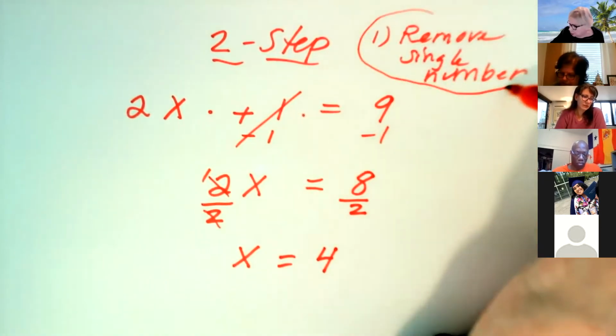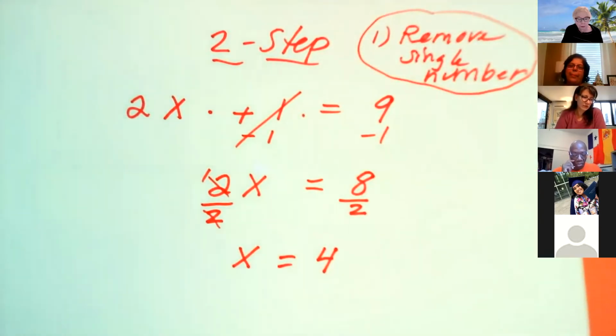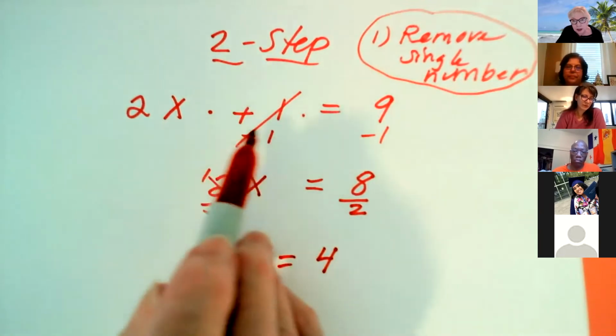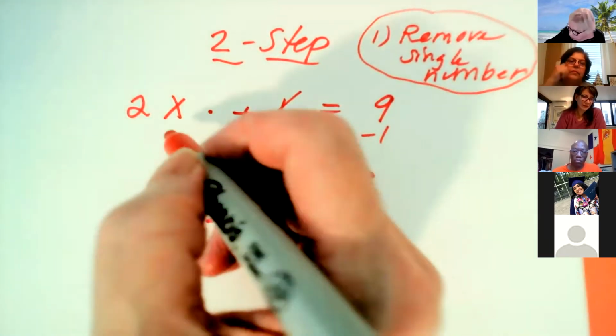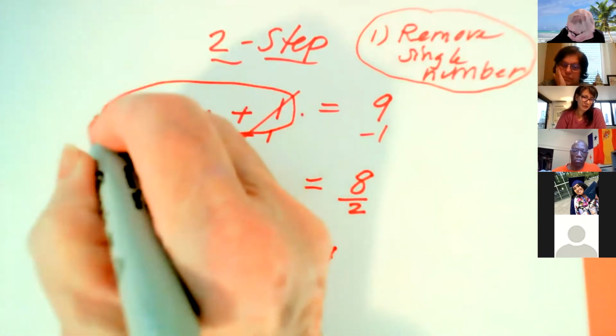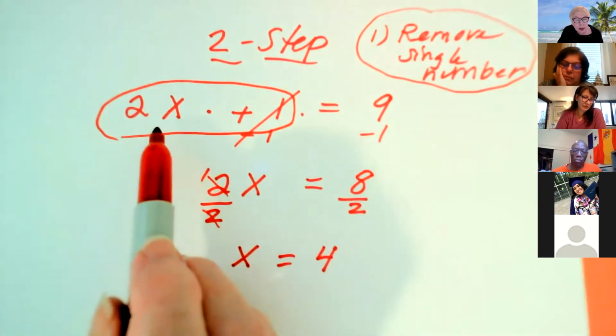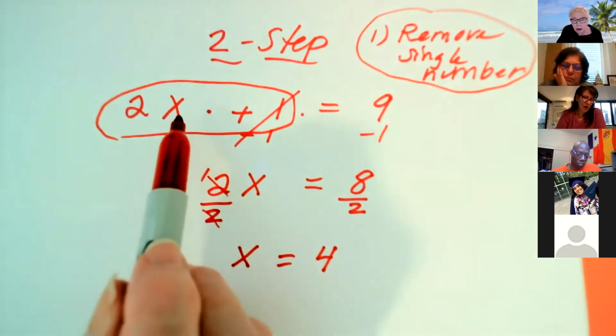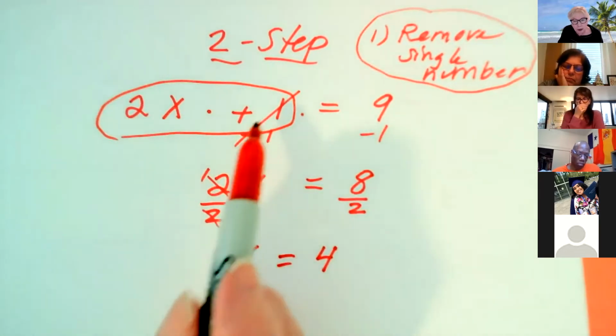So when you have a 2-step problem, and this has got to be an 11-3, when you have a 2-step problem, you want to make sure that you do this single number first. So what I did was I was drawn to the side that had the x. In this case, it was on the left. And so I said, I got to get rid of the 2. I got to get rid of the 1.